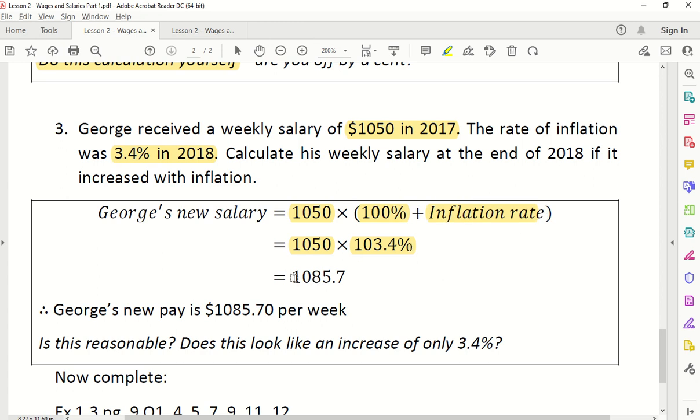When I do that, I get $1,085.70. So I write my worded answer. George's new pay is $1,085.70 per week. And once again, do a mental check. Is this reasonable? Does this look like an increase? So going from 1,050 to 1,085, does that look like an increase of only 3.4%? Yeah, because 3.4% isn't a lot. His pay's only gone up by about $30 per week.